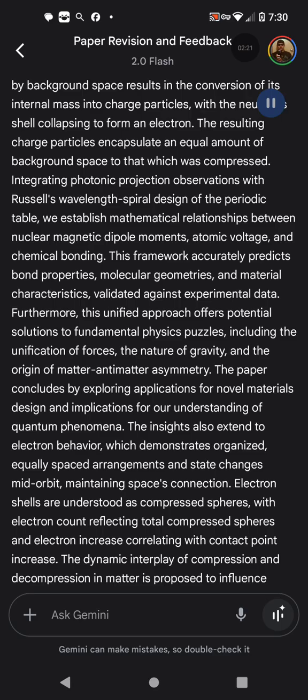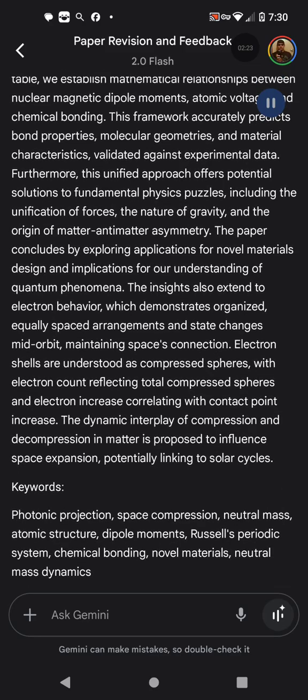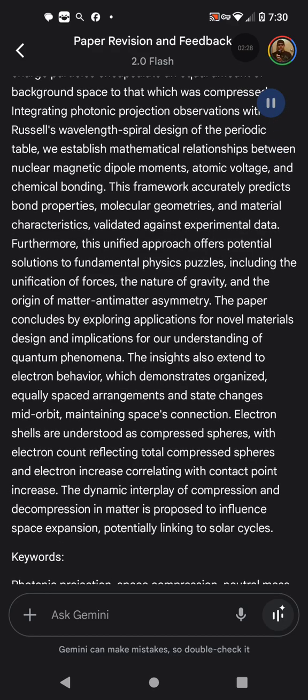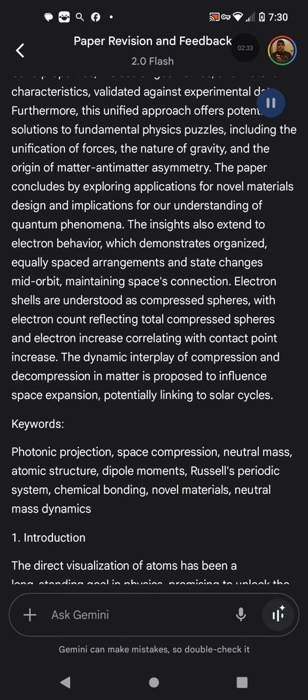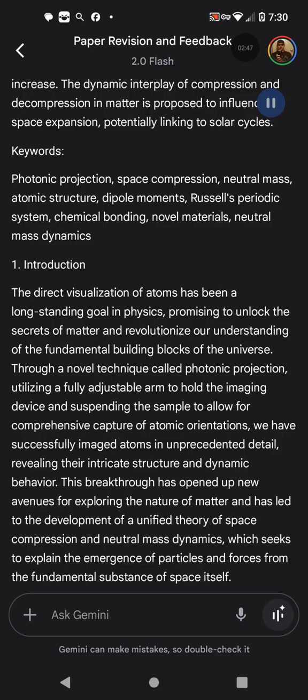The insights also extend to electron behavior, which demonstrates organized, equally spaced arrangements and state changes mid-orbit, maintaining space's connection. Electron shells are understood as compressed spheres, with electron count reflecting total compressed spheres, and electron increase correlating with contact point increase. The dynamic interplay of compression and decompression in matter is proposed to influence space expansion, potentially linking to solar cycles. Keywords: photonic projection, space compression, neutral mass, atomic structure, dipole moments, Russell's periodic system, chemical bonding, novel materials, neutral mass dynamics. 1. Introduction.